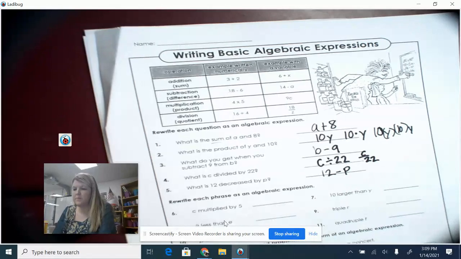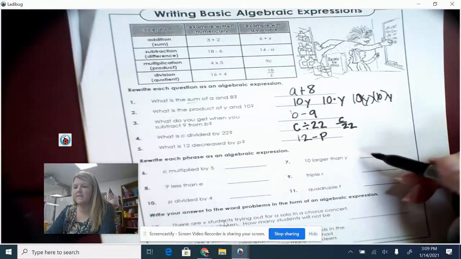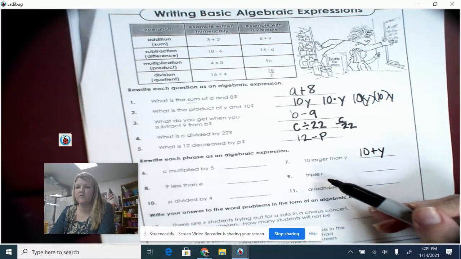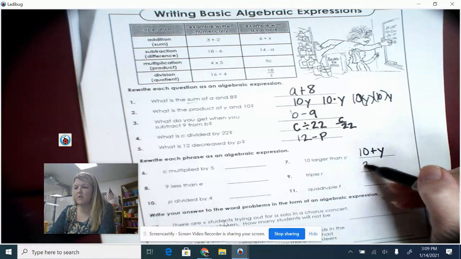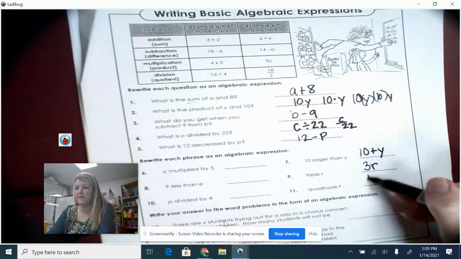And then we'll look at just a couple more down here. So 10 larger than y. So since it's larger than, we're going to add: y plus 10. Triple r would mean 3 times r. So 3r. Quadruple f would mean 4 times f.